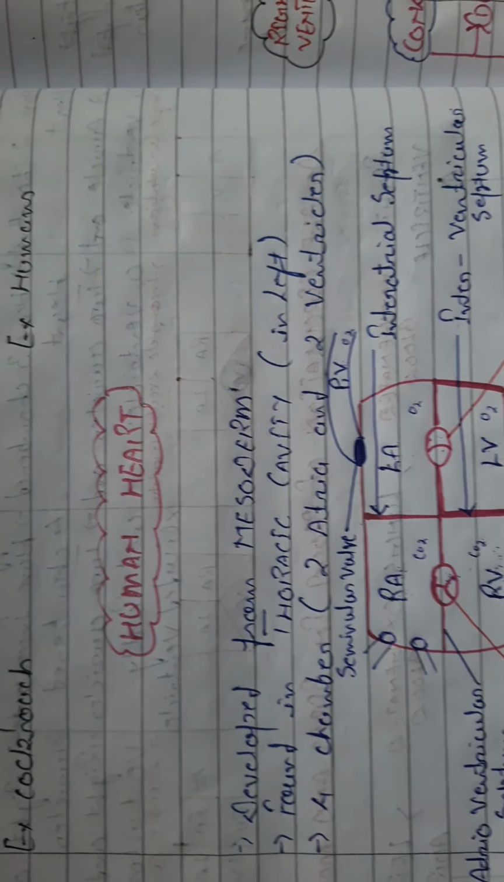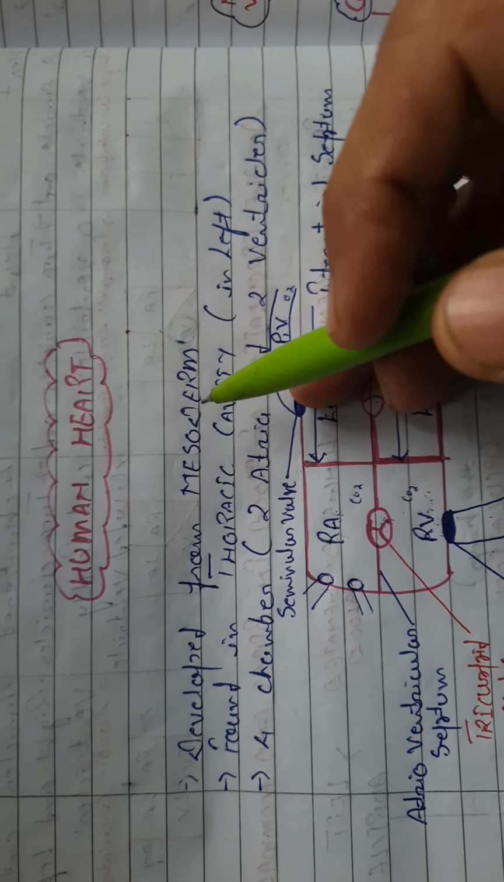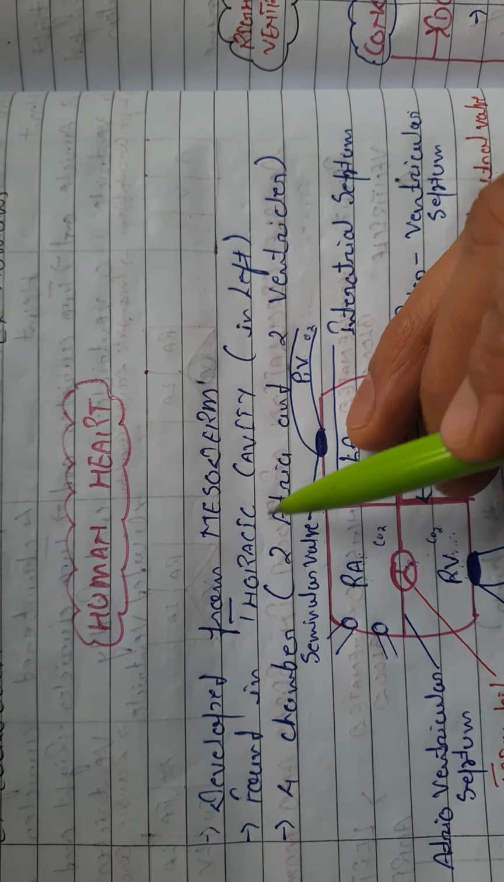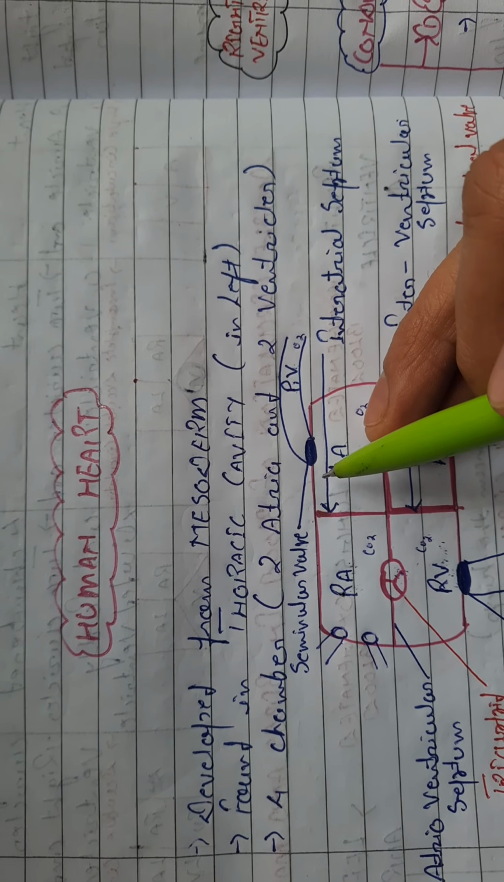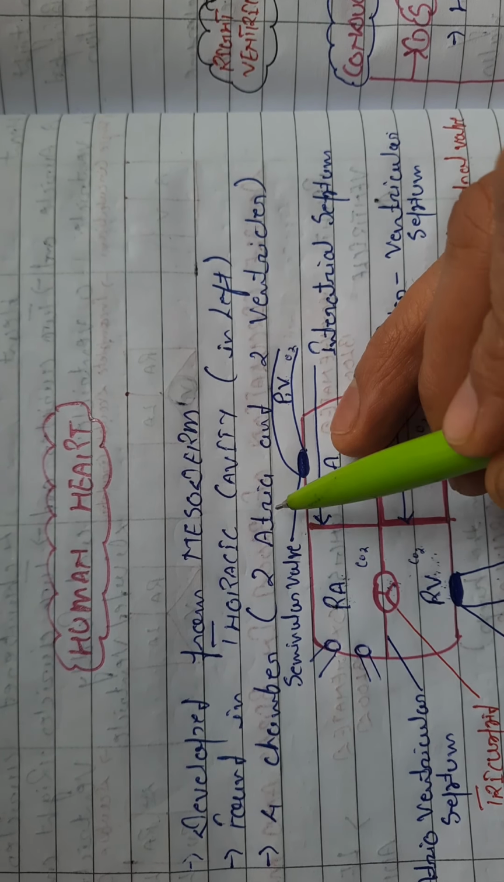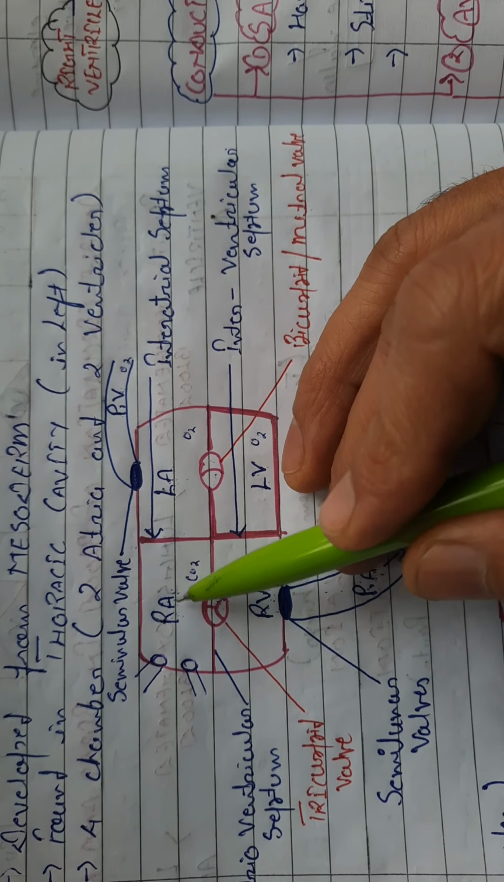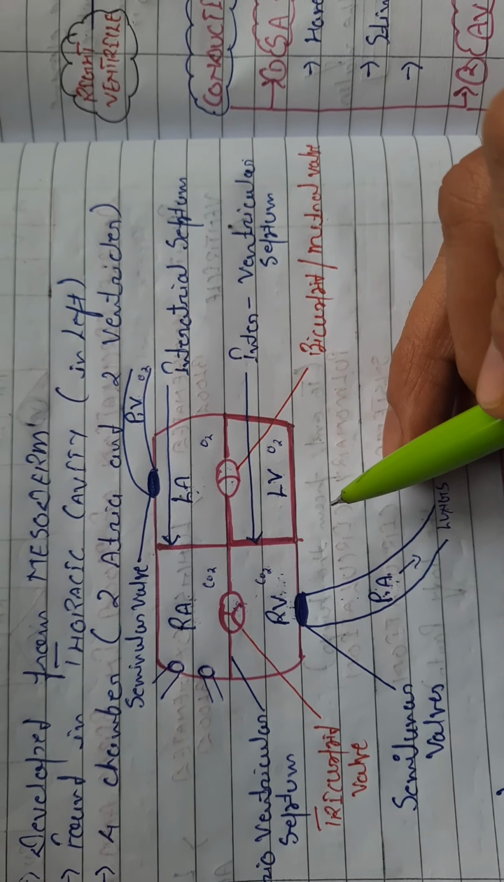Now we will take up the human heart. The human heart developed from the mesodermic origin. It is found in the thoracic cavity on the left side. Four types of chambers are present there, two auricles and two ventricles. These are the four chambers: right atrium, right ventricle, left atrium, and left ventricle.